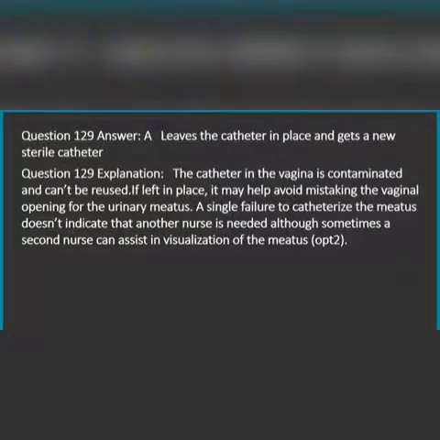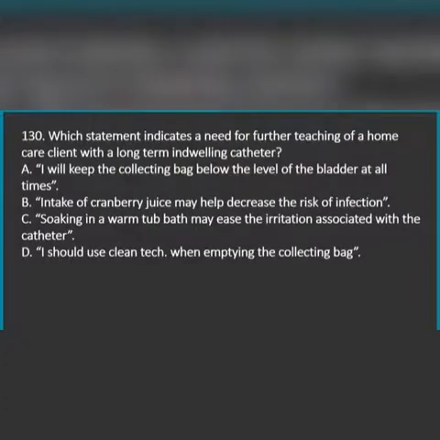Question 129. Answer: A. Leaves the catheter in place and gets a new sterile catheter. Explanation: the catheter in the vagina is contaminated and can't be reused. If left in place, it may help avoid mistaking the vaginal opening for the urinary meatus. A single failure to catheterize the meatus doesn't indicate that another nurse is needed, although sometimes a second nurse can assist in visualization of the meatus. Option 2.